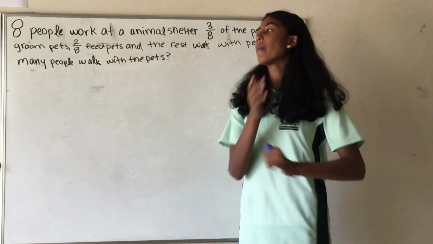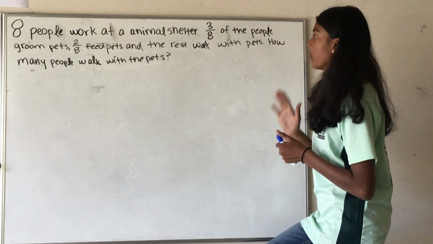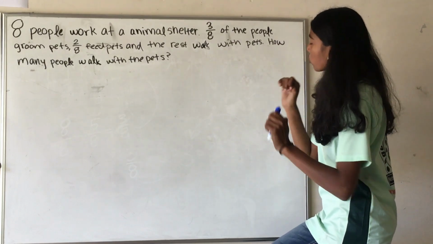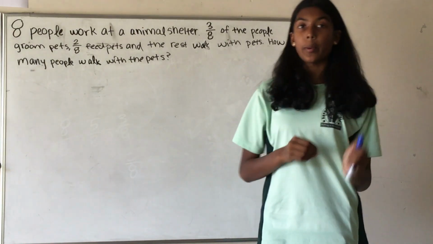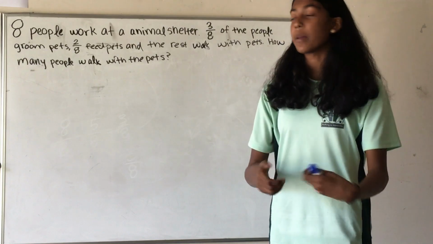Okay, so our last problem of today is that 8 people work at an animal shelter. 3/8 of the people groom pets, 2/8 feed pets, and the rest walk with pets. How many people walk with pets? So how we're going to do this is we're going to find the number of people that do each thing.